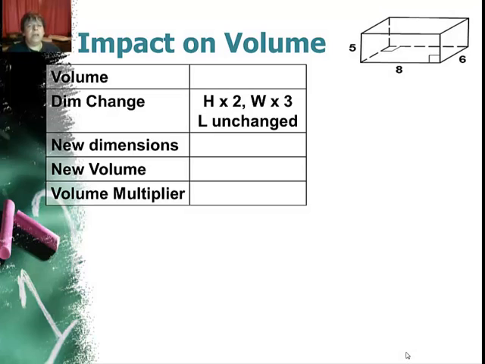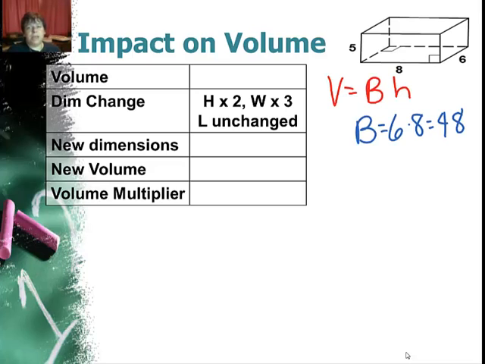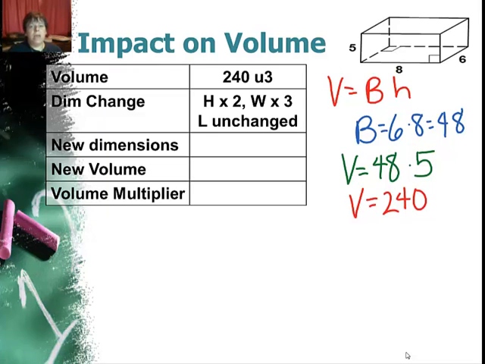So in sum, and then now let's look at a rectangular prism. So volume is base times height. 6 times 8 is the base, 48, and then finding the volume including 5, I get 240. Now, this time I'm going to do different changes. This is not proportional change.